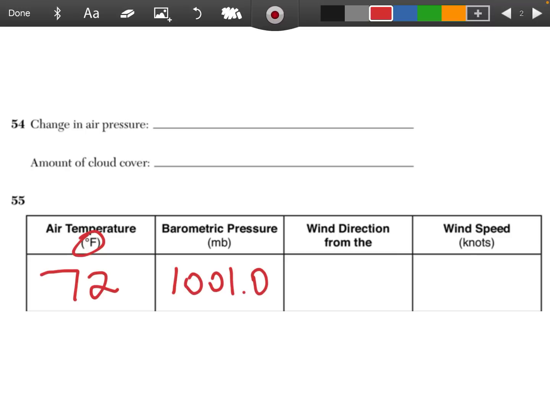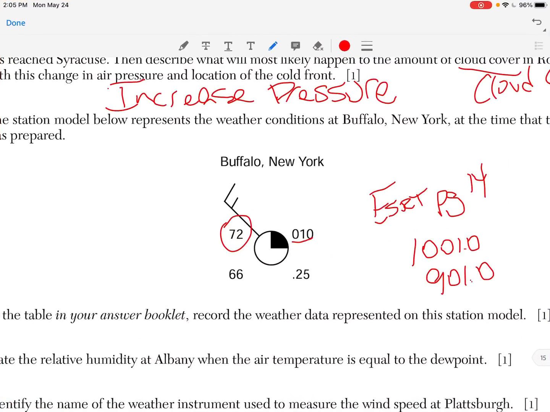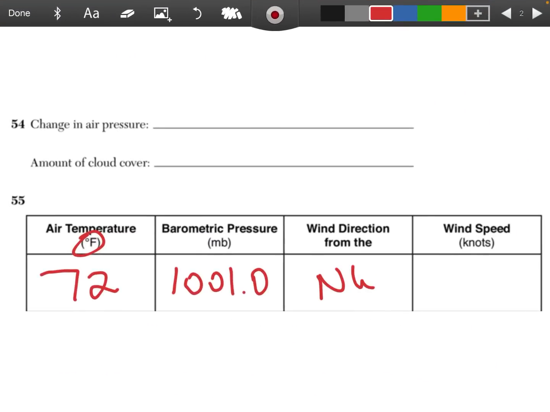All right, wind speed, wind direction. If you look at our test, you'll notice that the wind speed is right here, and the wind direction is right there. And that is pointed to the northwest. If you think about straight up as north, that's north. This would be northwest. So our wind direction is from the northwest. And our wind speed are these feathers. So let's take a look. First, I'm going to write northwest right here so I don't forget.